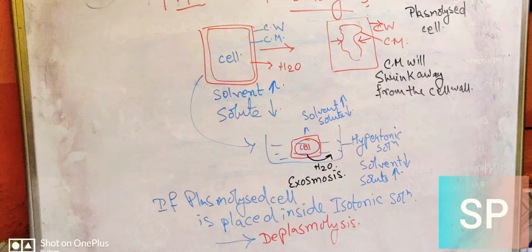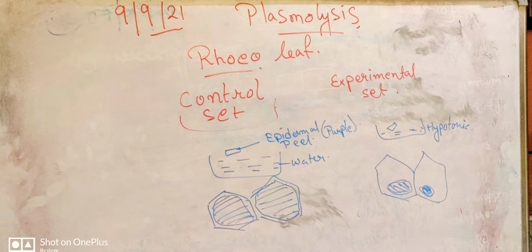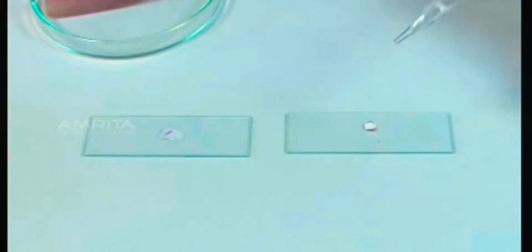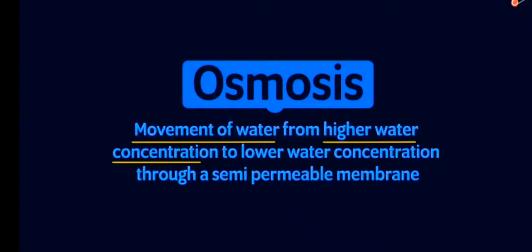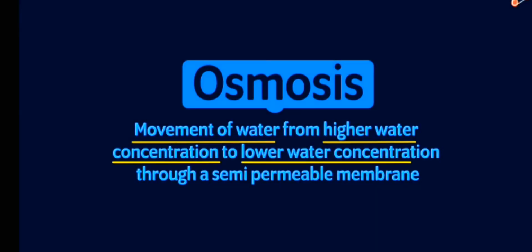Before going into the practical of plasmolysis, let's have some theoretical knowledge about plasmolysis. Plasmolysis is the shrinkage of the cell membrane away from the cell wall due to exoosmosis. Now students, we will discuss how the exoosmosis of the cell takes place.